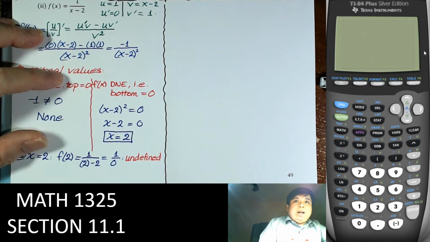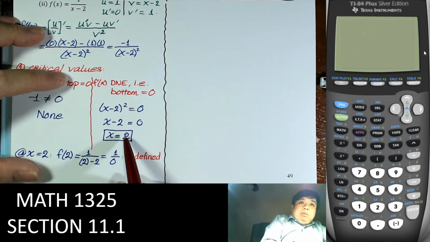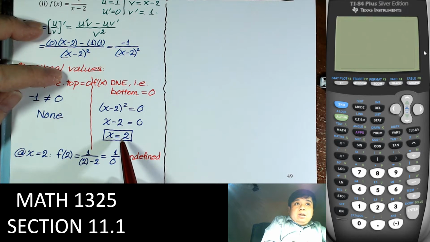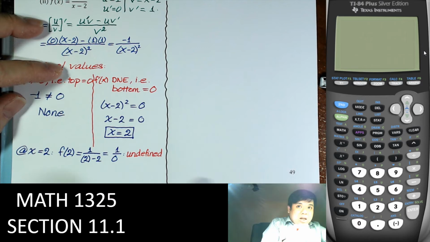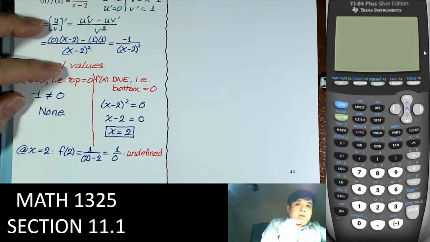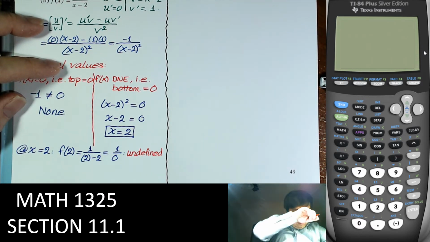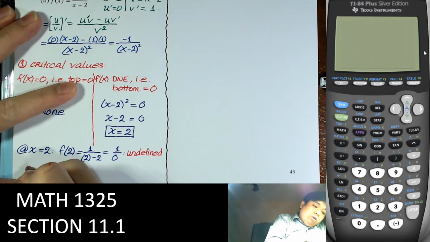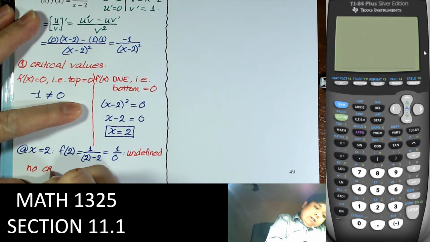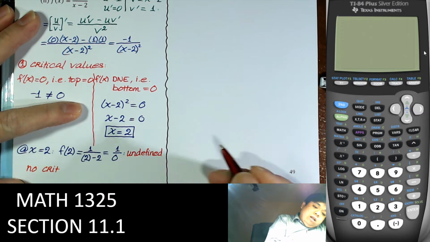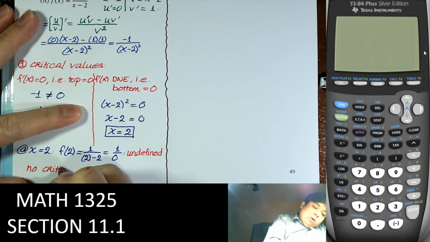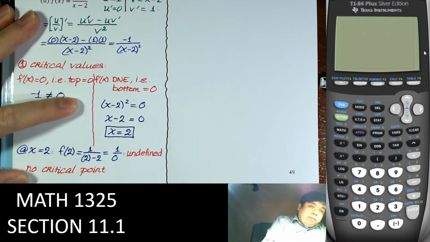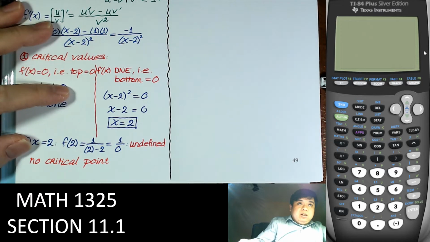Right. So what that means is we have a point which is a partition number, but it fails because it's not in the domain. So it is a partition number, but not a critical number. So we say no critical values, because that point makes the function undefined. So it's not in the domain. No critical point. But we do have the partition number x equal to 2.